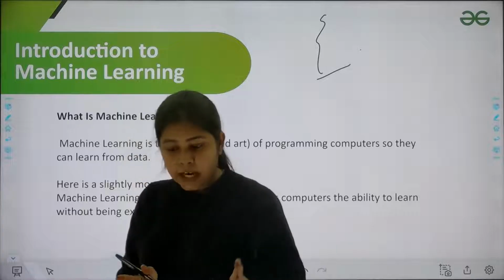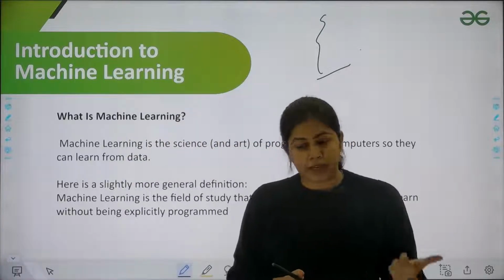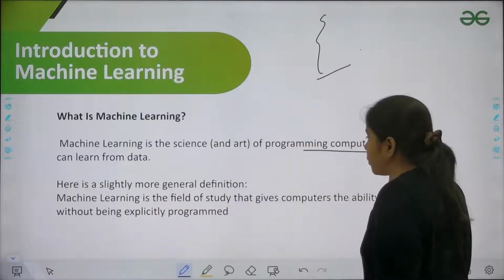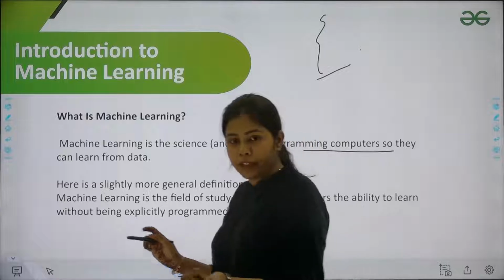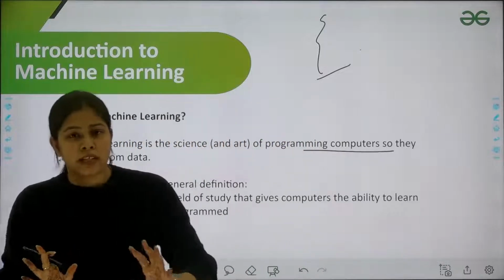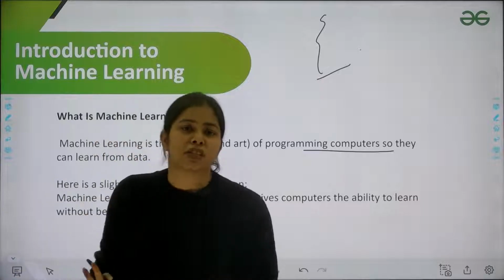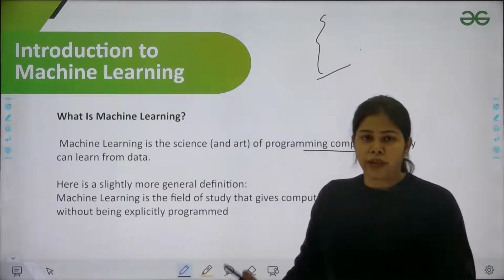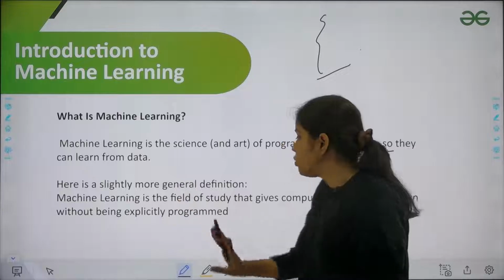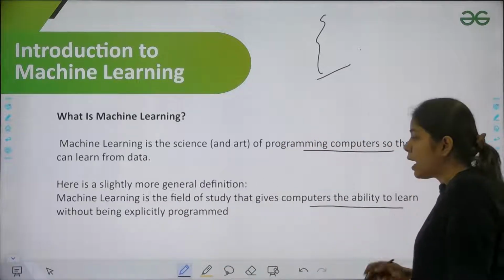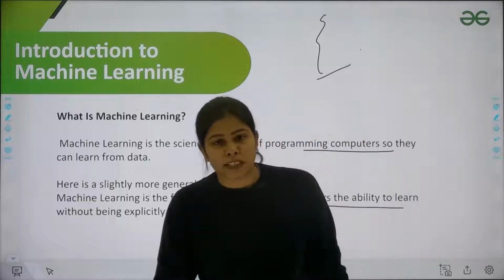It starts from a question: can machines think, right guys? So machine learning is a science of programming computers so that they can learn from the data. We'll provide some data and the machine is going to make its decisions by itself. We are not going to do anything in that. The general definition: machine learning is a field of study that gives computers the ability to learn without being explicitly programmed.